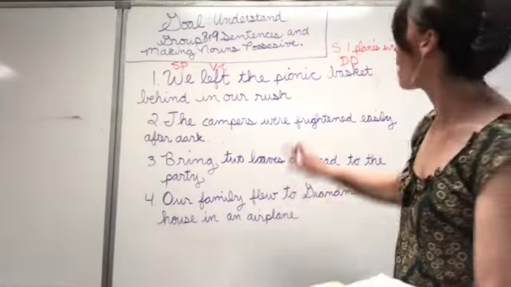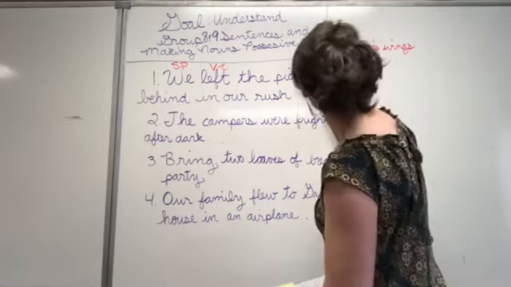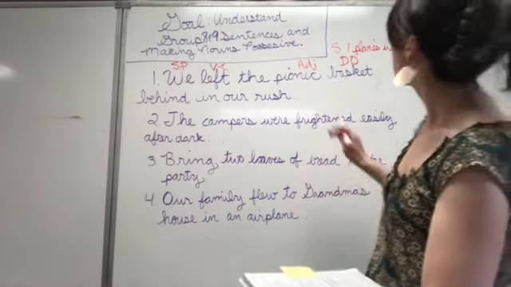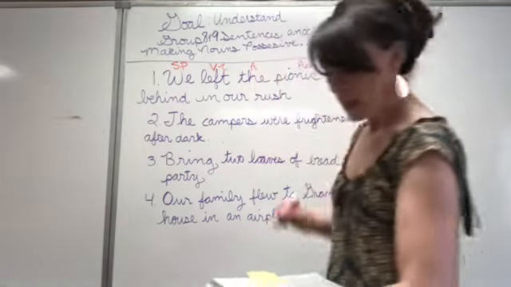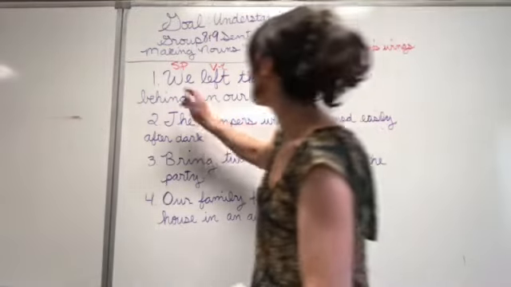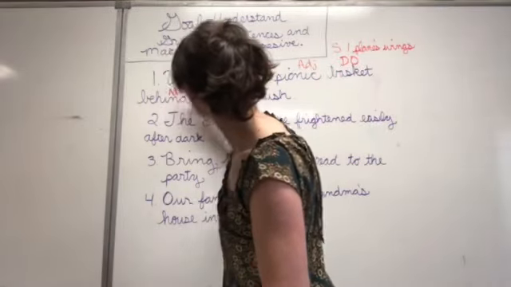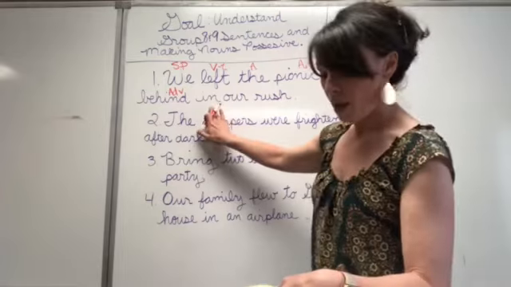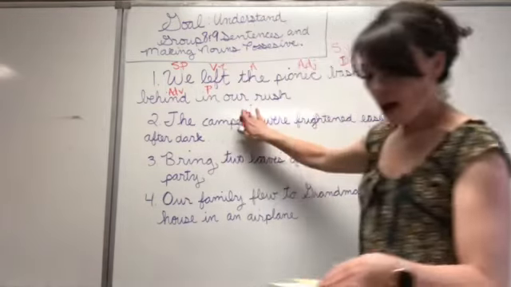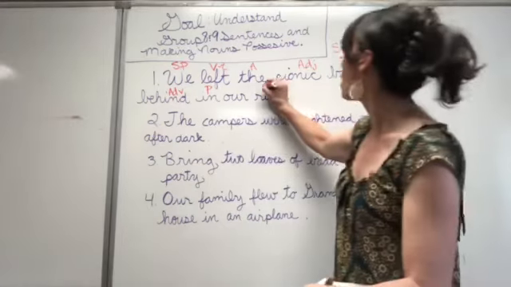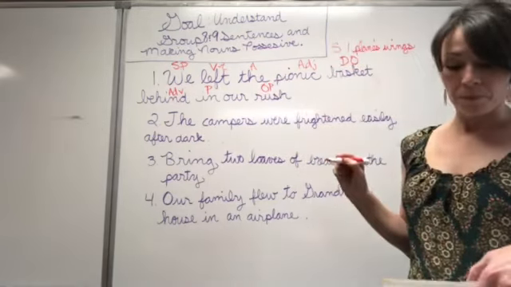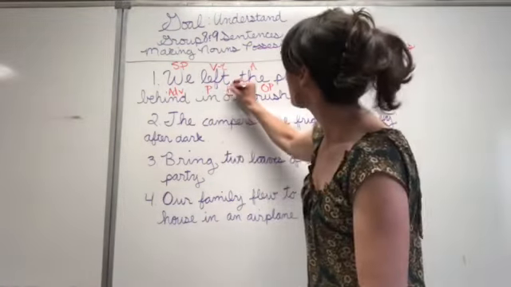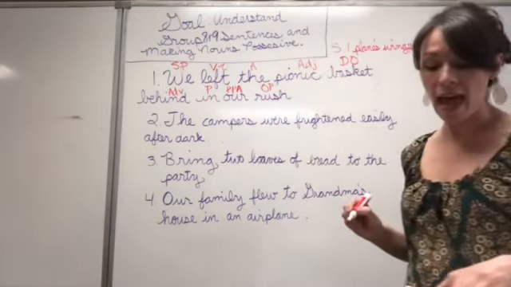What kind of basket? Picnic. Adjective. The, article adjective. Left where? Behind, adverb, right? Because it's describing our verb, so we know it's an adverb and not an adjective. In, a preposition, so we put a P. In what? Rush, object of the preposition. Whose rush? Our rush. Possessive pronoun adjective, we write a PPA.